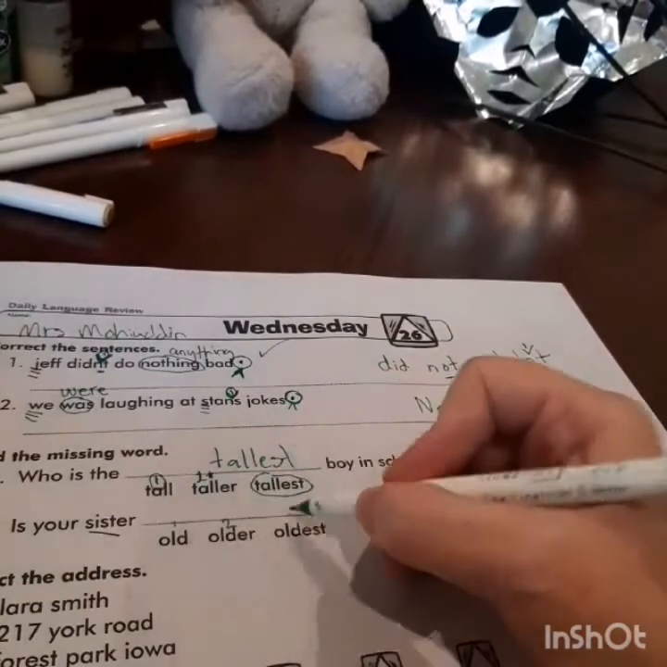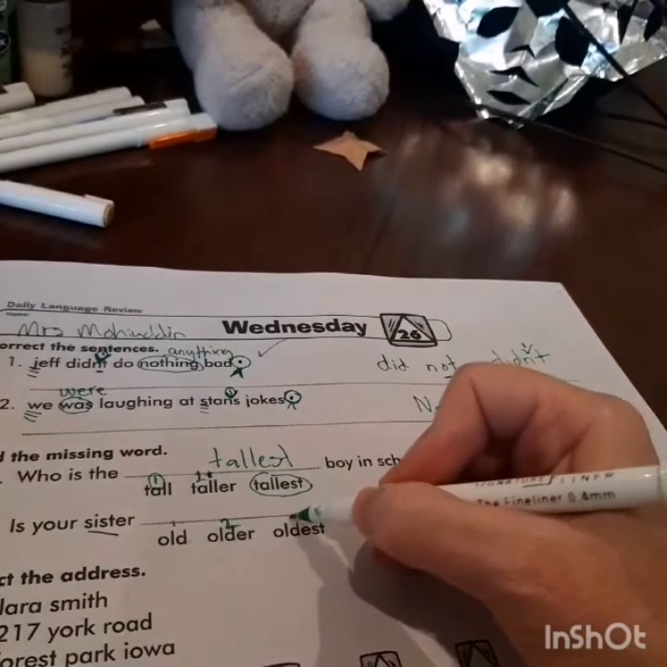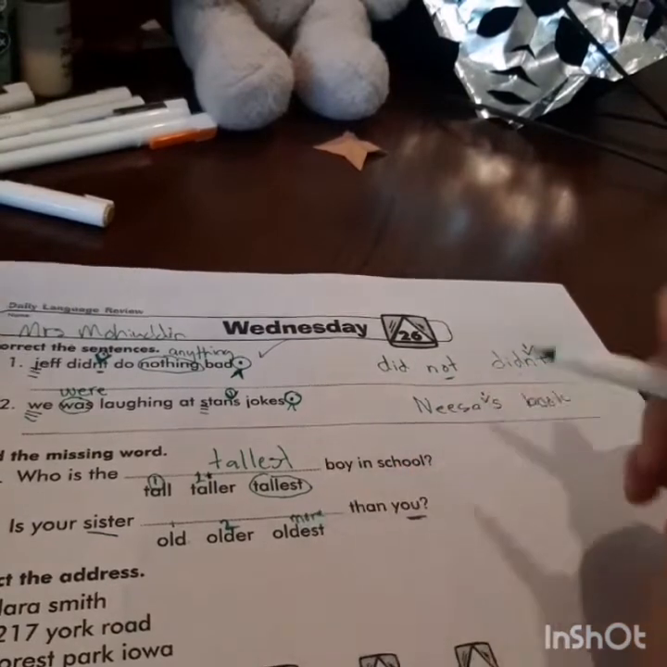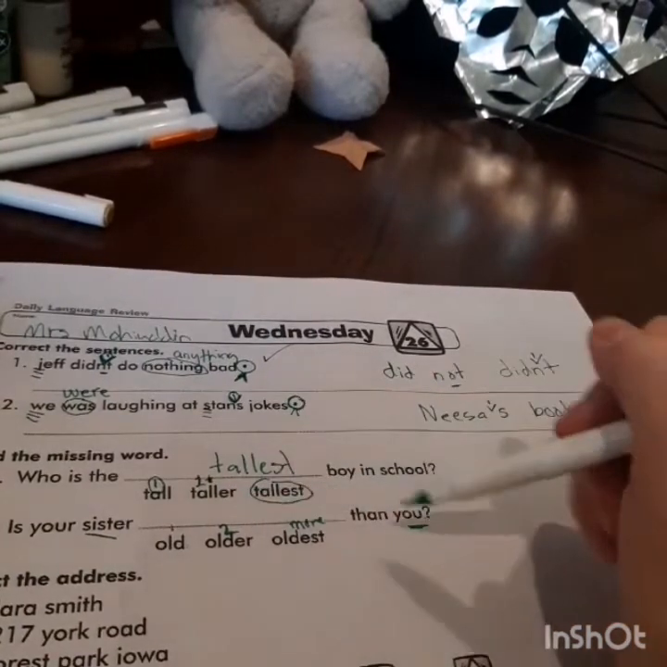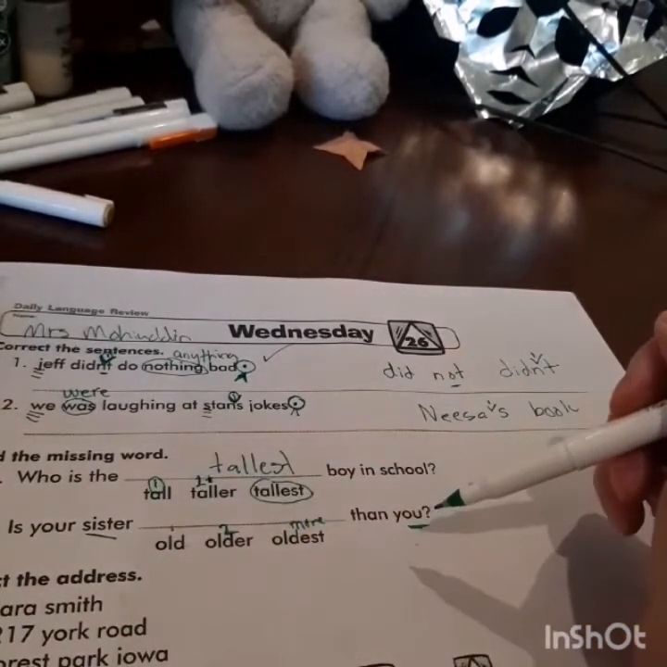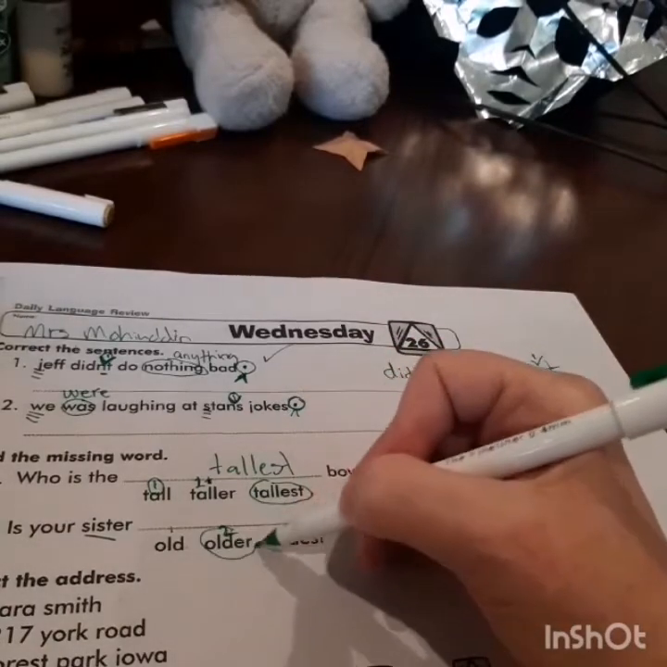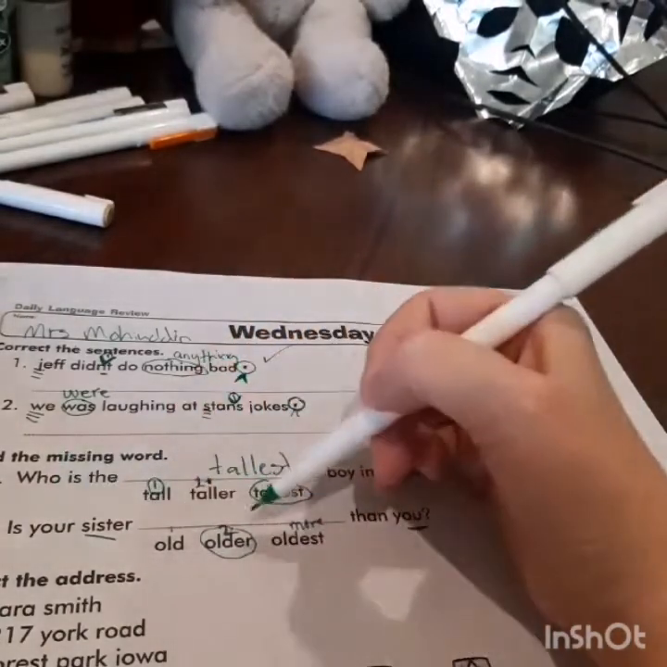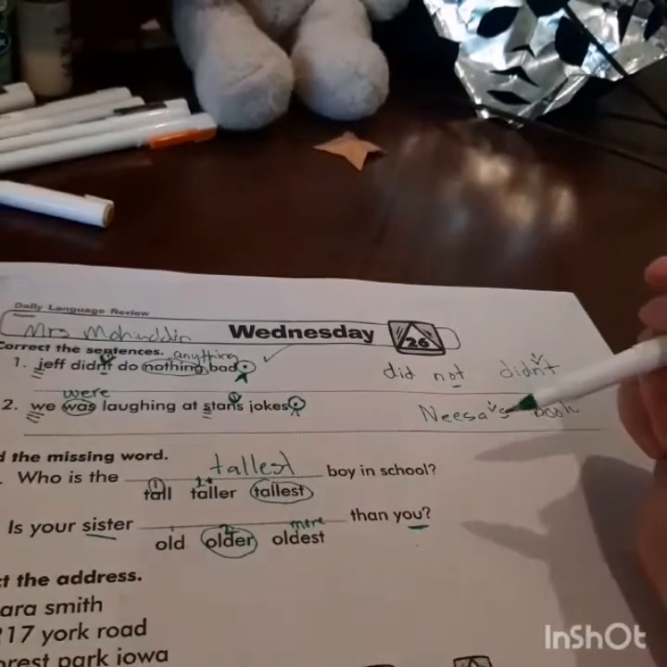It's 1 here, 2 here, or more here. Okay? So we're comparing 2 people. We're comparing sister and you. So we're going to say older. Is your sister older than you? That makes sense, doesn't it?